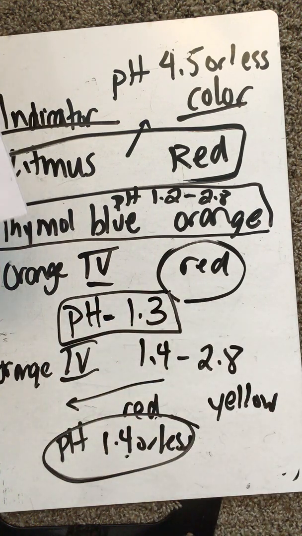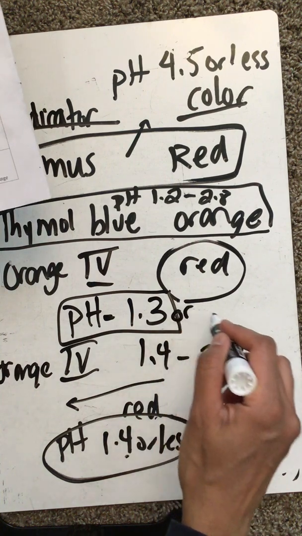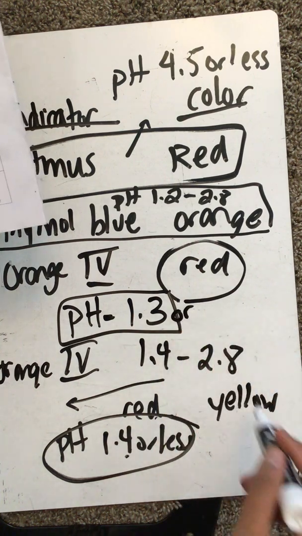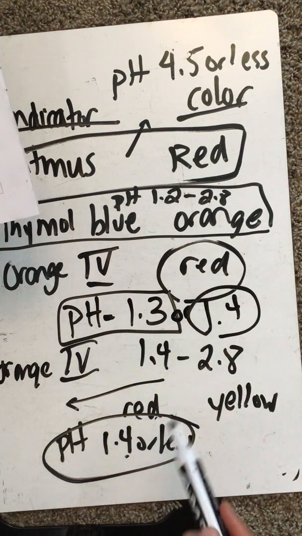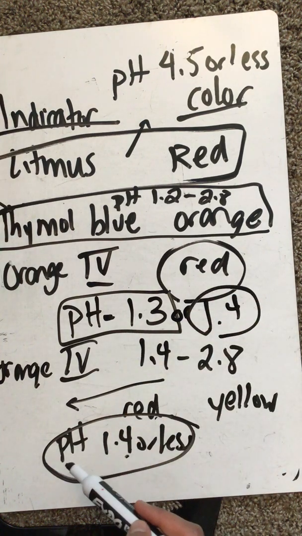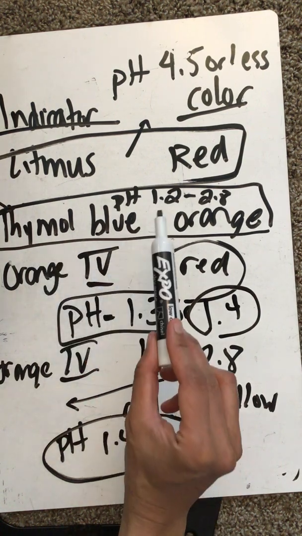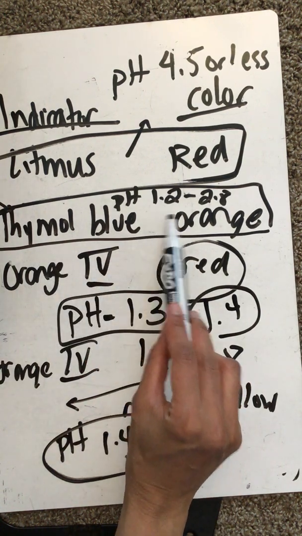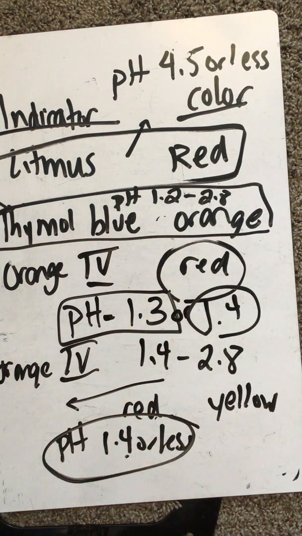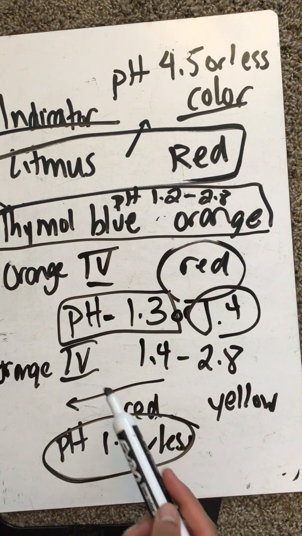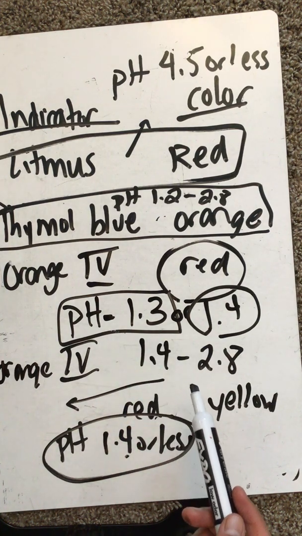So remember, 1.3 or like 1.4, around there, because it's red at 1.4 or less. And thymol blue is orange, so it has to be between these two numbers, 1.2 and 2.8. So I hope that helps. I hope you can see why I estimated the pH to be 1.3.